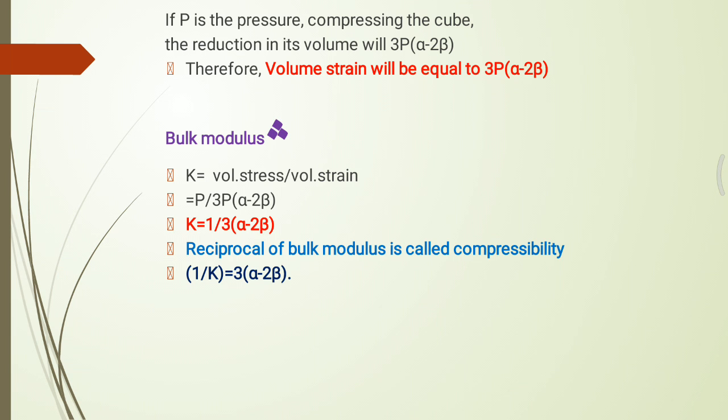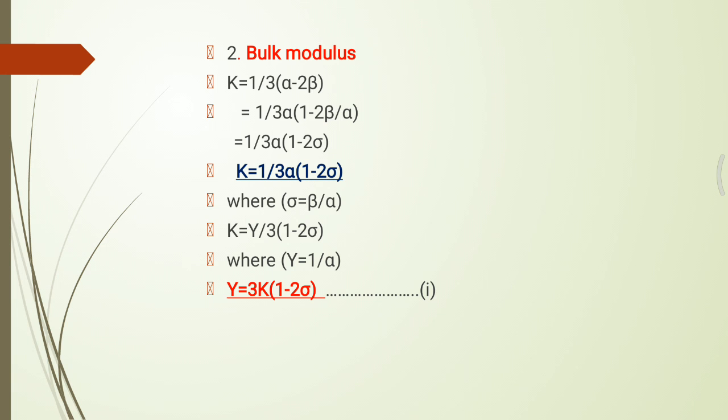The reciprocal of bulk modulus is called as compressibility. That is 1 by K is equal to 3 times alpha minus 2 beta. The further bulk modulus is defined as K is equal to 1 by 3 times alpha minus 2 beta, or if I take alpha common factor in the denominator, then we get that is equal to 1 divided by 3 alpha times 1 minus 2 beta divided by alpha. That is equal to 1 by 3 alpha into 1 minus 2 times sigma, where sigma is beta by alpha.